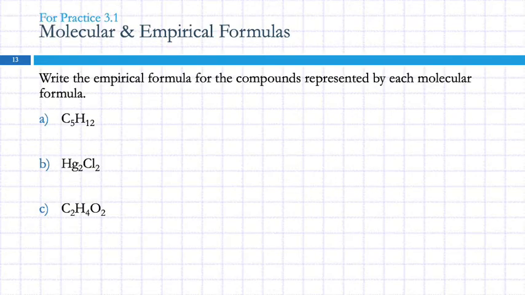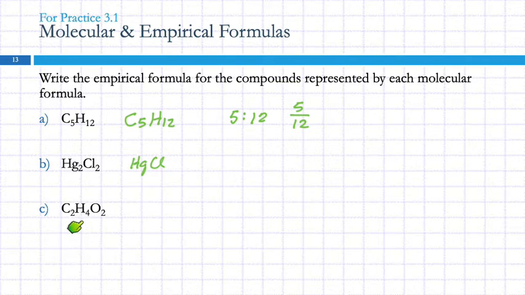So let's find the empirical formulas for these compounds. These are molecular formulas. What would the empirical formula be for C5H12? It's C5H12. Because if you think of that as a ratio, 5 to 12, or as a fraction, 5/12, it can't be simplified. How about Hg2Cl2? HgCl. This was a 2-to-2 ratio. Here, the ratio is the same. 1-to-1 is just a simplified version of that ratio.